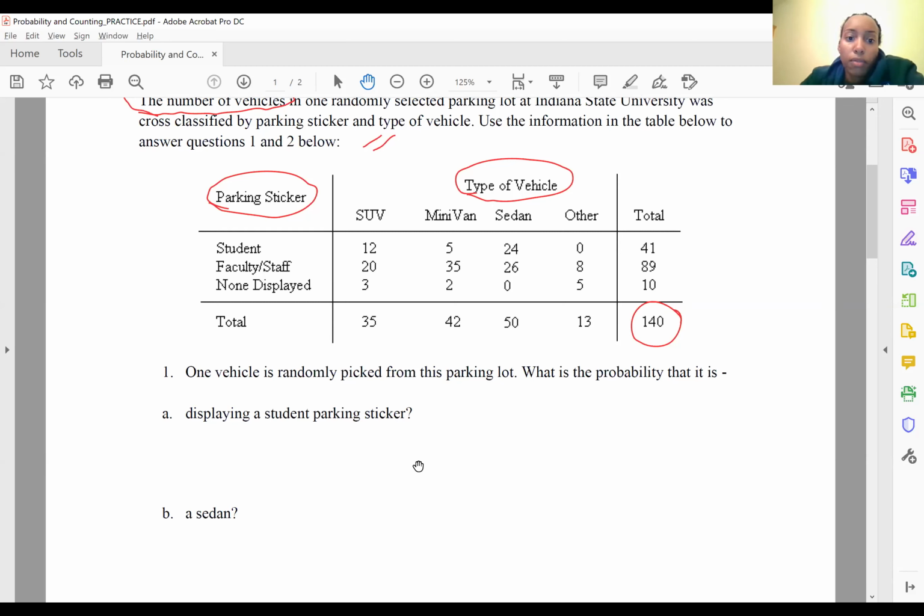Would it be 41 divided by 140? Very nice, Ashley. So Ashley says that the probability that the specific random vehicle that I have picked from the parking lot will display a student parking sticker, which basically means this is your student parking sticker, irrespective of whatever car it is, that's your marginal total value, right? And so your probability would be 41 divided by 140. Everybody with me on that?